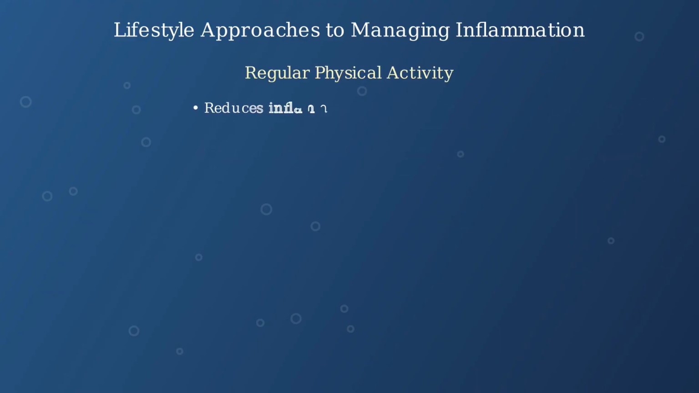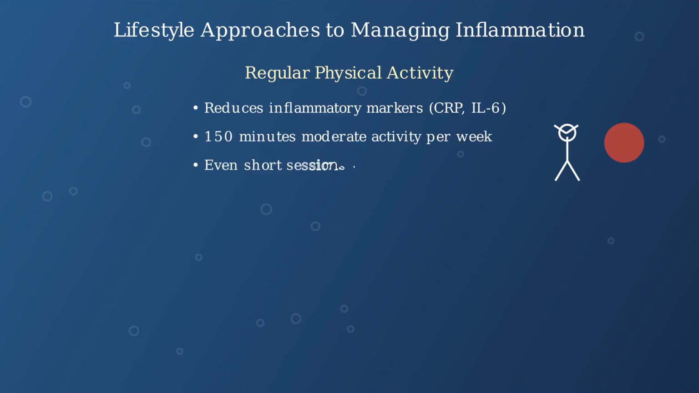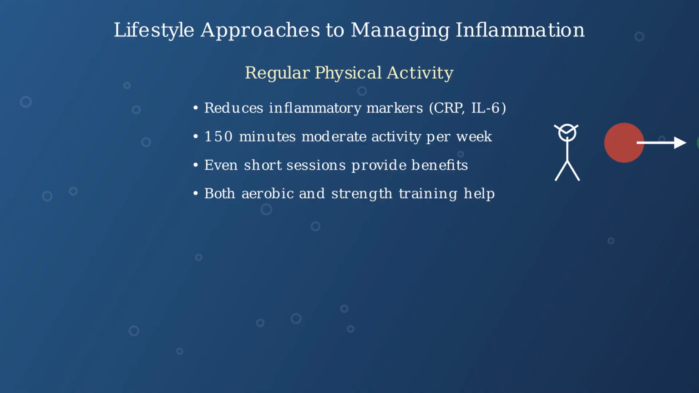Regular physical activity significantly reduces inflammatory markers in the blood, such as C-reactive protein and interleukin 6. Health guidelines recommend at least 150 minutes of moderate activity each week. Even short sessions provide anti-inflammatory benefits. Both aerobic exercise like walking or swimming and strength training have shown positive effects on reducing systemic inflammation.